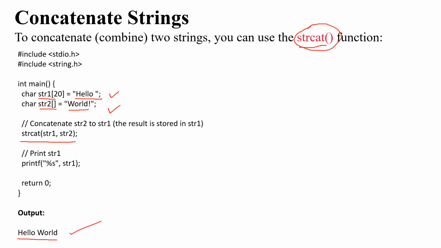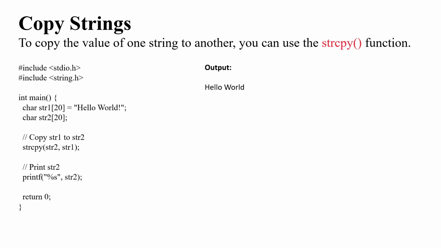So hello is a different string, world is a different string. After concatenating, the output is hello world. So for this, the strcat function is used. The third function is copy strings, that is the string copy, strcpy function.